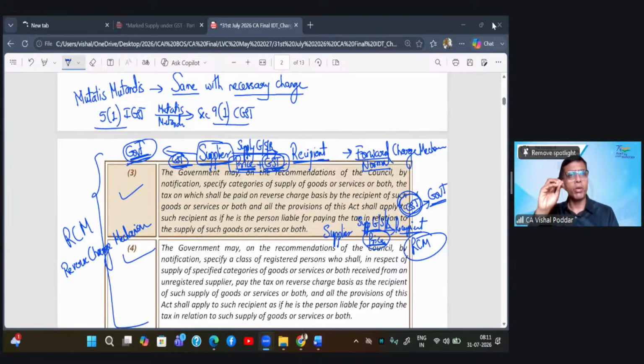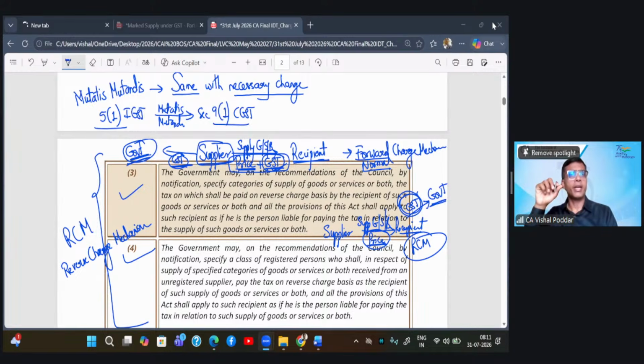Now, here comes the important point. From whom will the government do the collection? The government will do the collection from that person who is made liable to pay the tax. Now comes this forward charge and reverse charge. Who is made liable to pay the tax? The answer is, the government sees from whom it is convenient to collect the tax, and makes that person liable to pay the tax.